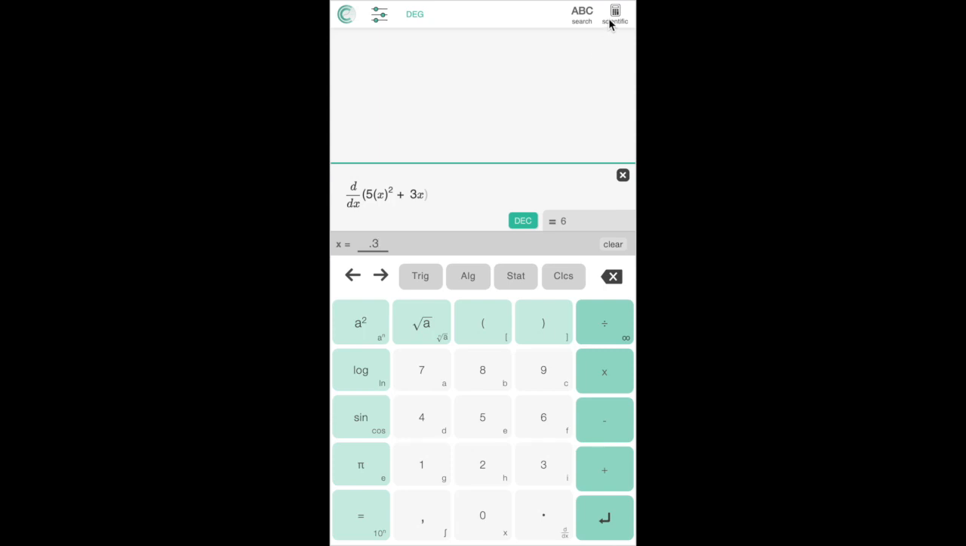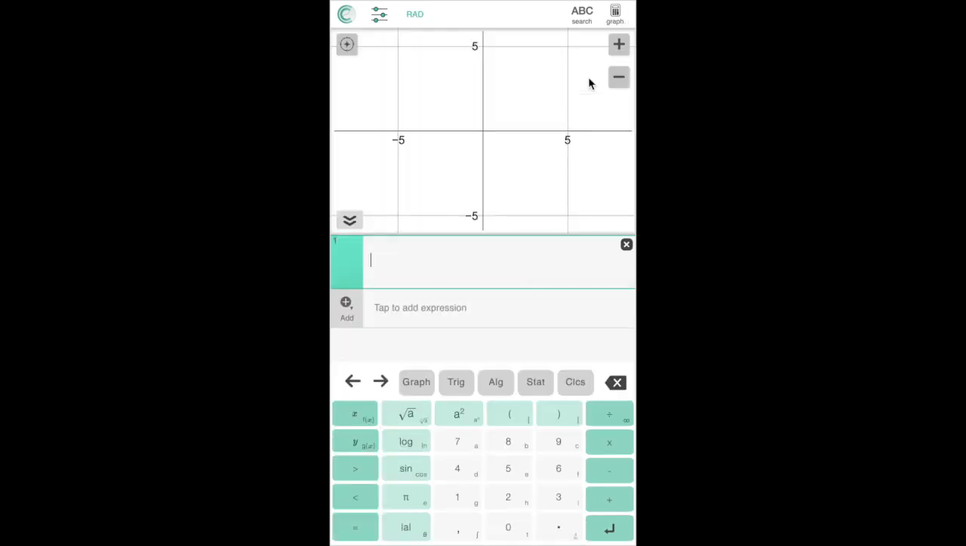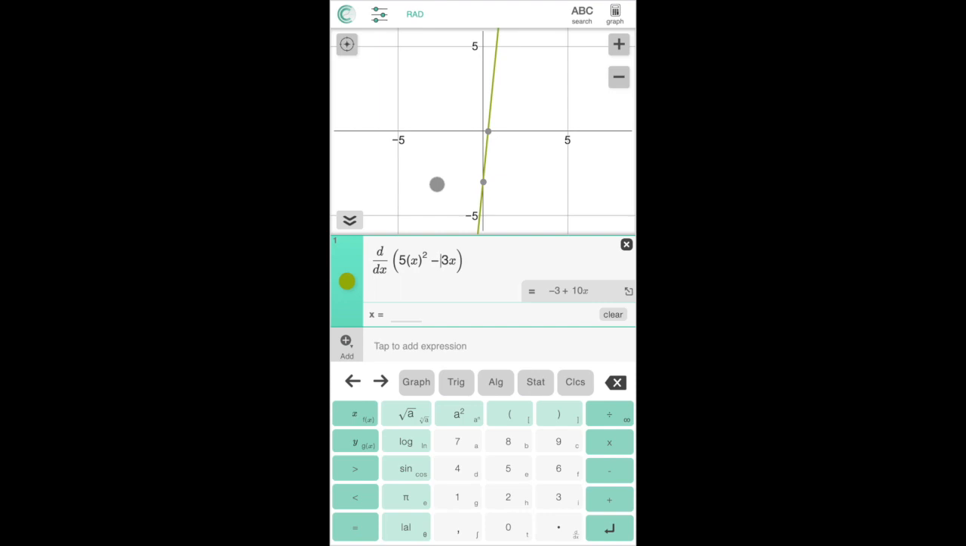To see the graph of our function, we'll have to move to the graphing calculator. As we can see here, ClassCalc will plot the symbolic answer to our input, which is -3 plus 10x. If we plug in a value for x, we'll instead see the original function and its tangent line at that point. As you can see here, the tangent line has a slope of 0.